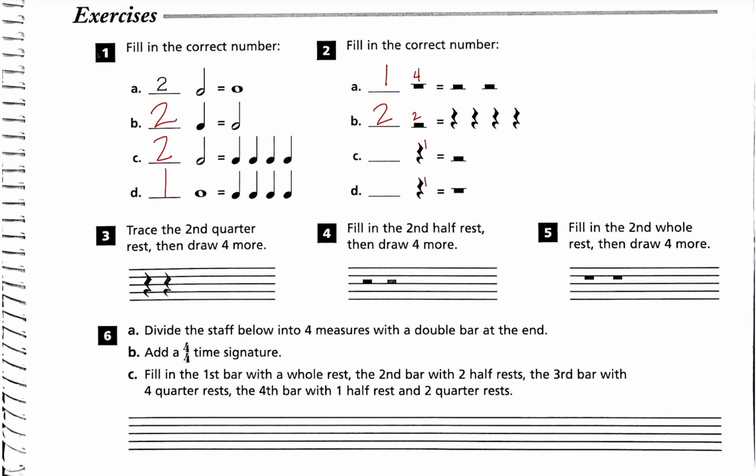Next, we have how many quarter rests are the same as a half rest, because it looks like a top hat. We know that the quarter rest gets 1 and the half rest gets 2. So how many 1s are there in a 2? Well, there are 2 1s. And lastly, it wants to know how many quarter rests are inside of a whole rest that looks like a hole in the ground. And there are going to be 4.